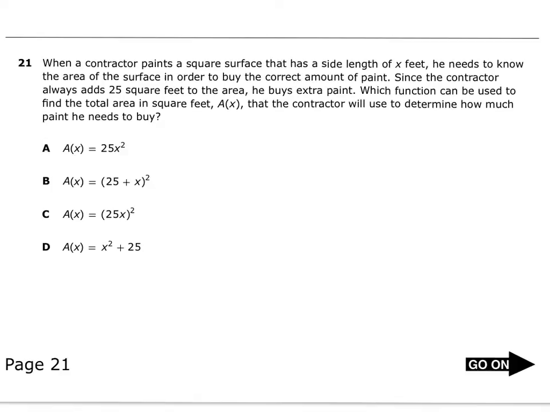Moving on to number 21. When a contractor paints a square surface, and I'm going to circle the word square because that's going to be important for this question, that has a side length of x feet, he needs to know the area of the surface in order to buy the correct amount of paint. Okay, so if this is a square surface, all four sides are x. Since the contractor always adds 25 square feet to the area, he buys extra paint. Which function can be used to find the total area in square feet that the contractor will use to determine how much paint he needs to buy?